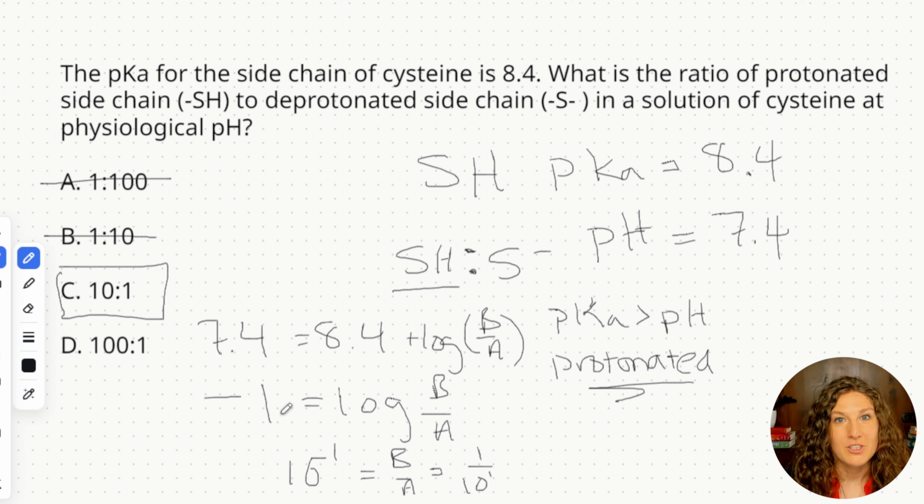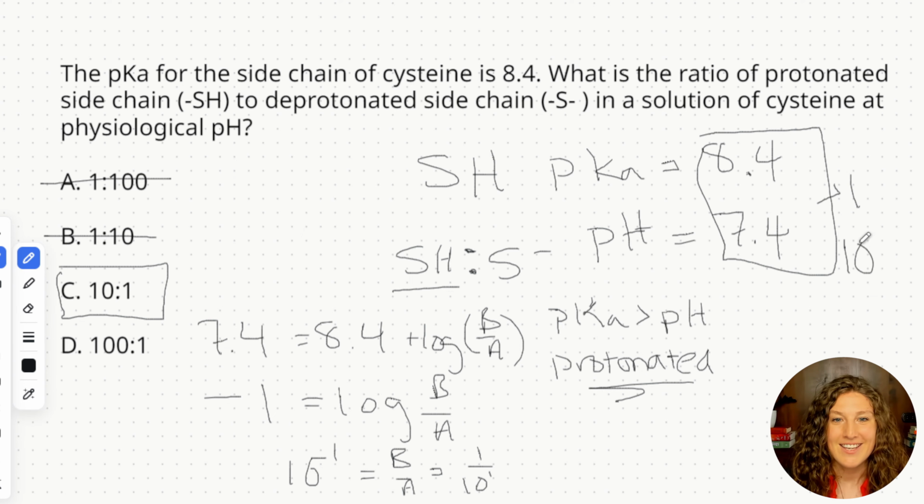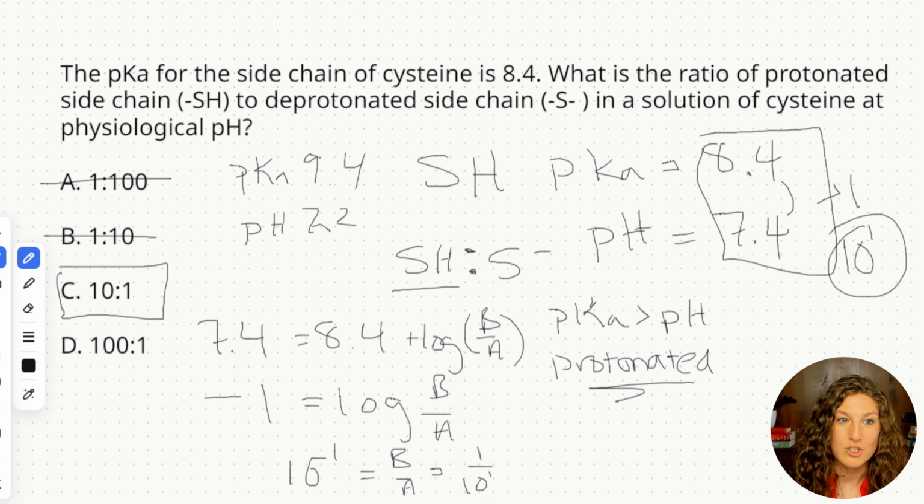However, remember how I told you that the pH-pKa scale was linear, but it represents a logarithmic scale? So the fact that we have a pKa and pH difference of 1 means that we could just take that difference and put it on the exponent. It's going to be a 10 to the 1 difference because in our pH scale, 1 point difference here equals 10 to the 1 in logarithms. So if the pKa had been 9.4, then our pH-pKa difference would have been 2. We can put that on an exponent. It would have been a 10 to the 2 difference, and D would be correct.